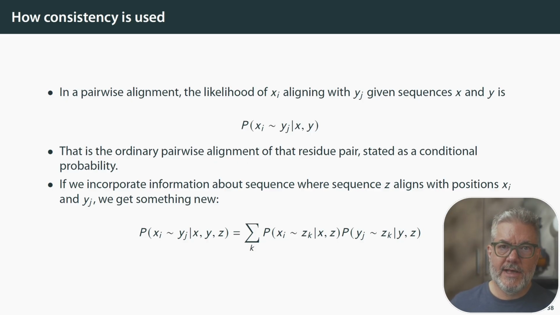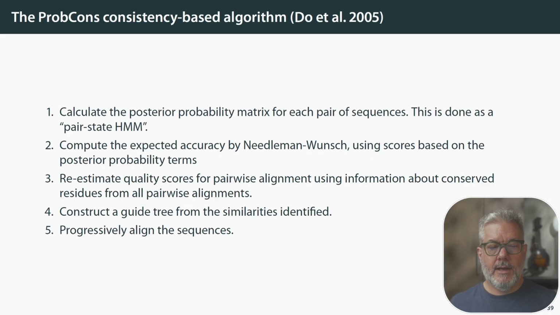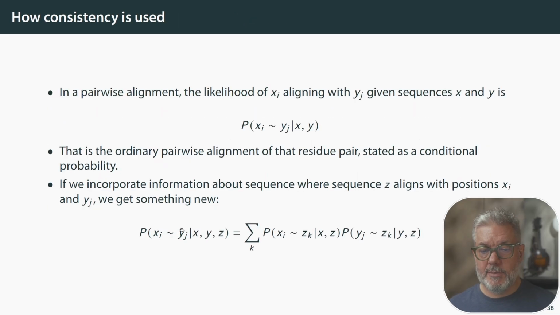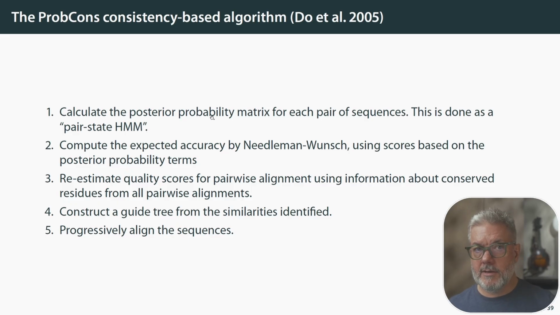Okay, so far I haven't said anything new. I've just repeated myself from the more confusing aspects of class. This is what ProbCons does. ProbCons uses this pair state HMM, which is what is up here, and then computes the accuracy and then uses some information about conservation.